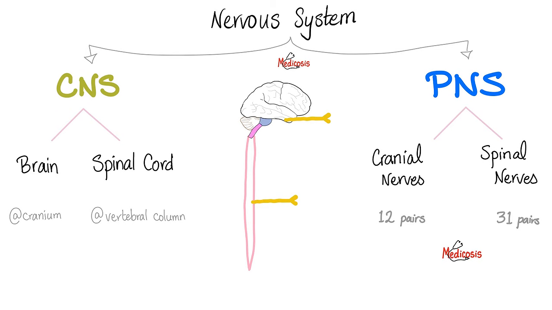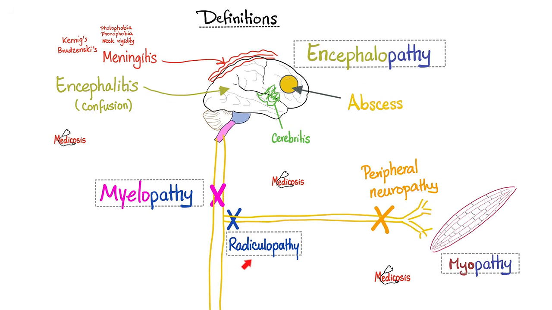So here's your nervous system. We have central nervous system and peripheral nervous system. Central nervous system, brain and spinal cord. Peripheral nervous system, cranial nerves and spinal nerves. How many cranial nerves do you have? 12 pairs. How many spinal nerves do you have? 31 pairs. I want you to master neurology like it's nobody's business. And to do so, you have to understand the lingo, the language of neurologists. What is encephalopathy? This is pathology of the brain.